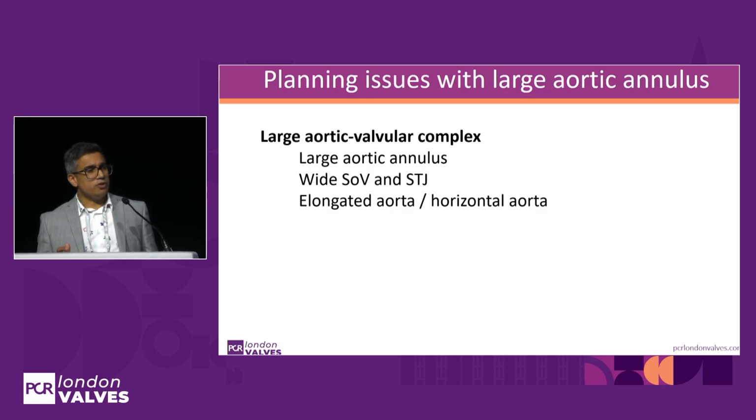What are the specific issues that come to mind when we're dealing with these patients? Well, they don't just have a large annulus, they've got a large aortic and valvular complex. That means their sinuses are large, often their STJs are large, and they commonly come with horizontal and elongated aortas.